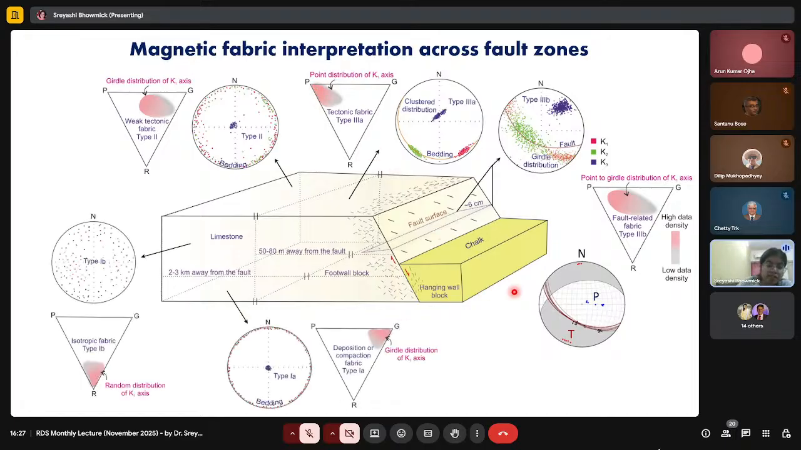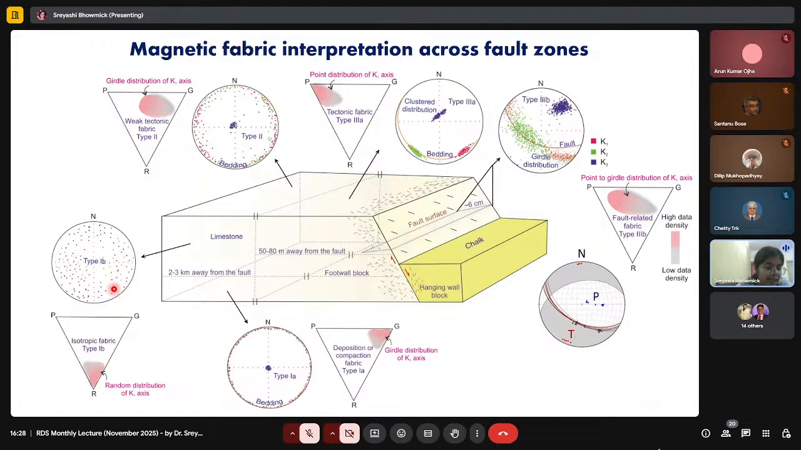Now, if we move further away from the fault zone, say about 2 to 3 kilometers away from the fault surface, we can encounter different types of fabrics. So starting with the weak tectonic fabric, here we find that a more or less subvertical cluster is present, but these clusters, the K1 and K2, form a kind of girdle which is dispersed along the horizontal plane. So this defines the weak tectonic fabric, and this indicates that the strain field was not very predominant in this region. We also see random distribution of the AMS axis, which indicates an isotropic fabric.